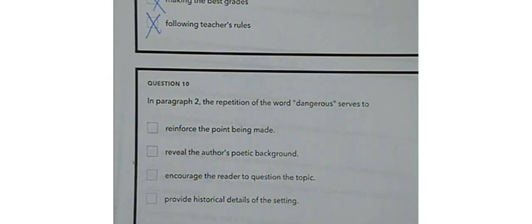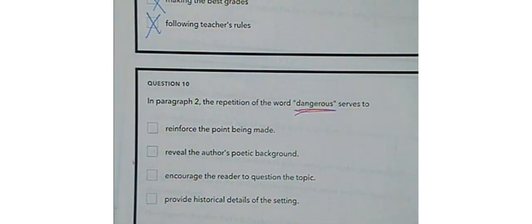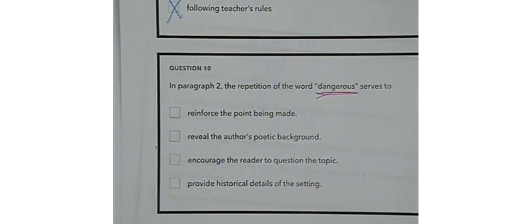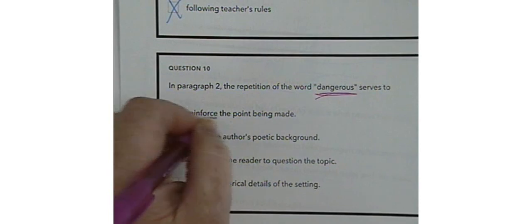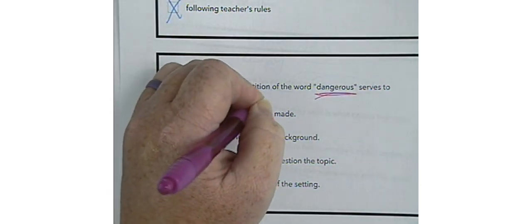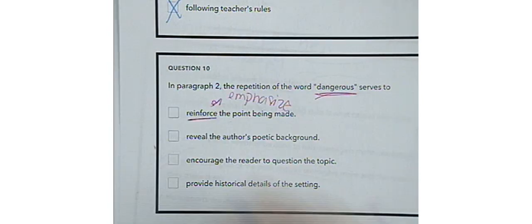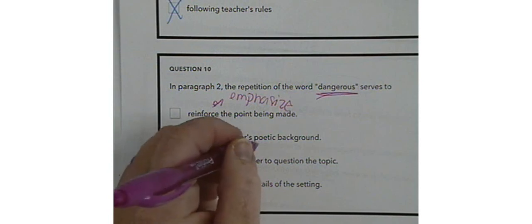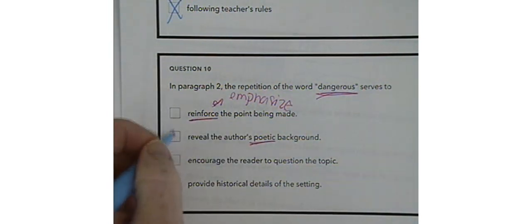All right, and question 10. In paragraph 2, the repetition of the word dangerous serves to. Okay, when authors repeat a word, or a word that has similar meanings, there's a purpose behind it. So we have to reinforce the point being made. Reinforce means to emphasize. So that would have been good to think about. Does it reveal the author's poetic background? No, there's nothing about poems.